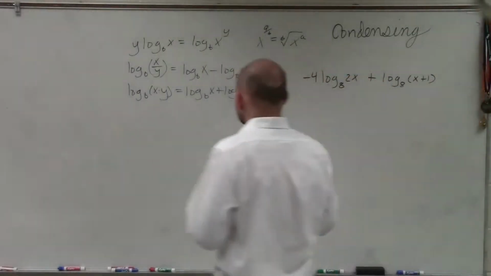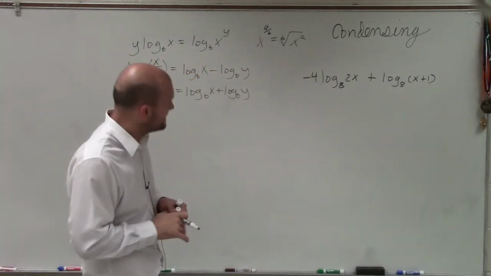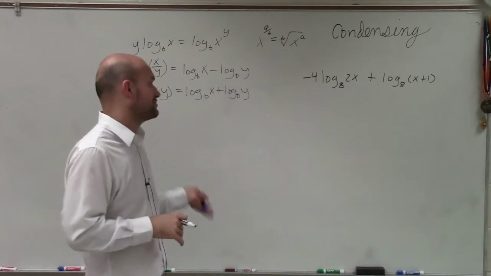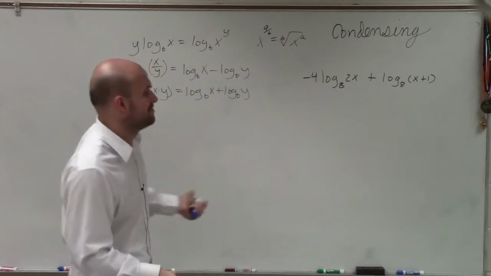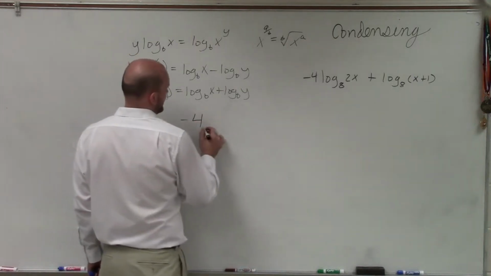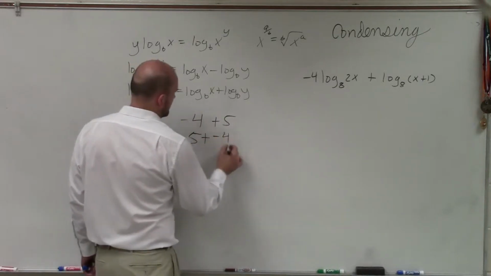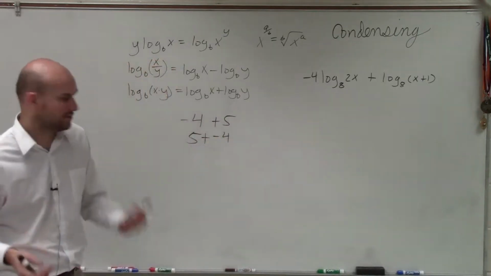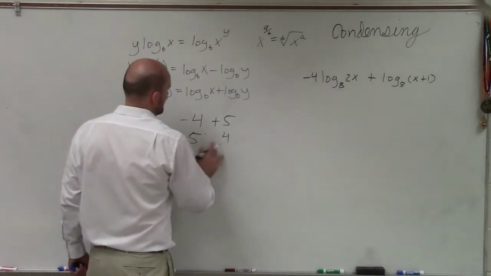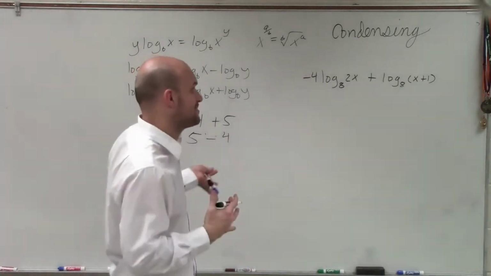OK, so in this problem, what I have is -4 log base 8 of 2x plus log base 8 of x plus 1. Now, again, if we were just going to look at simple numbers, if I had -4 plus 5, I could rewrite that as 5 plus a -4, or really just rewrite that as 5 minus 4. And when applying our properties, that might make this problem a little bit simpler.